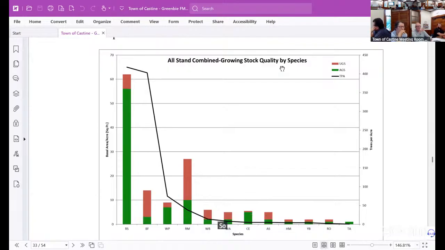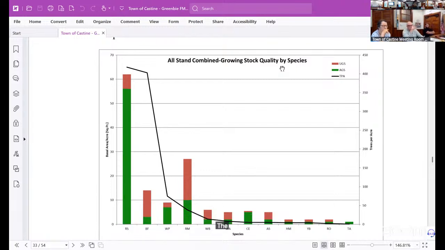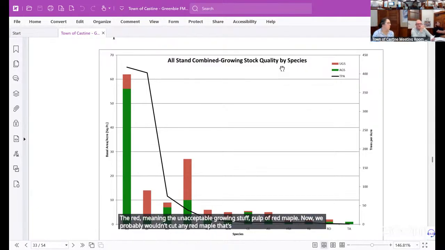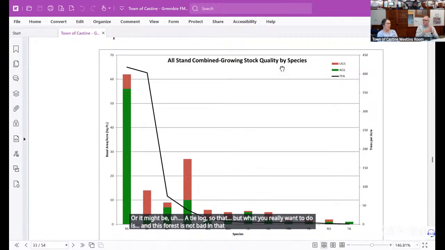And then we come to the red maple. So what we would be looking at if we ever were to do something, this is the entire forest, is reducing the red, meaning the unacceptable growing stuff, pulp of red maple. Now, we probably wouldn't cut any red maple that's considered green. That might be a pallet log, or it might be a tie log. But what you really want to do is, and this forest is not bad in that regard, this is what you were looking for.